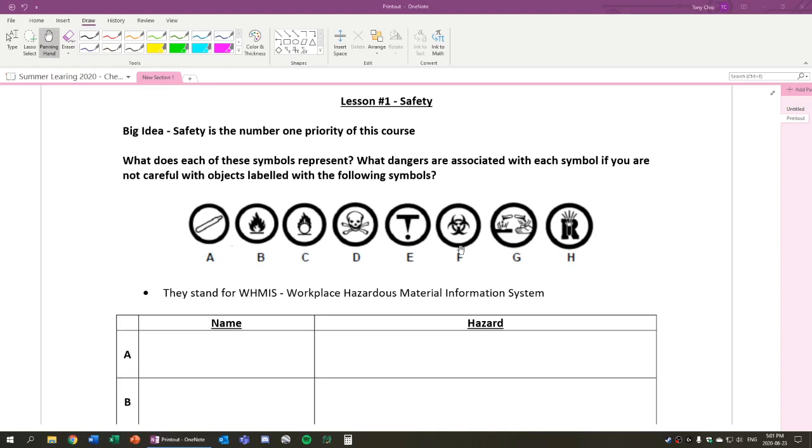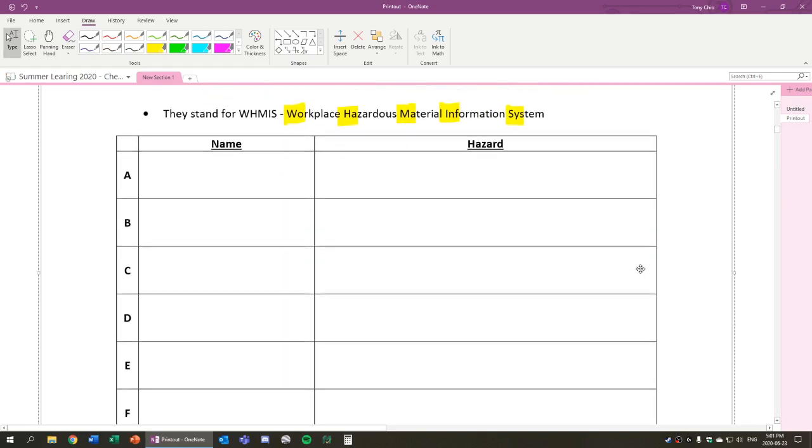And if we were not careful with the following objects that have these symbols. So we know that these things stand for WHMIS. WHMIS is Workplace Hazardous Materials Information System. That's where the WHMIS comes from. Now what we have here are 8 symbols that represent different dangers we will have in the lab.